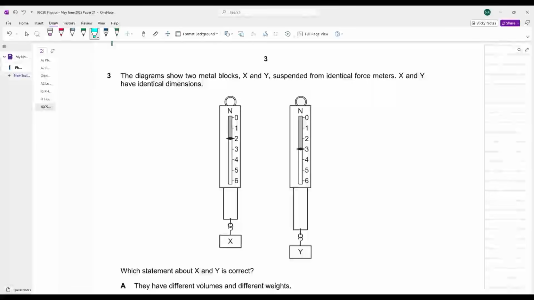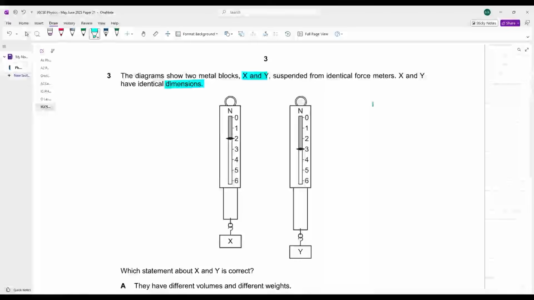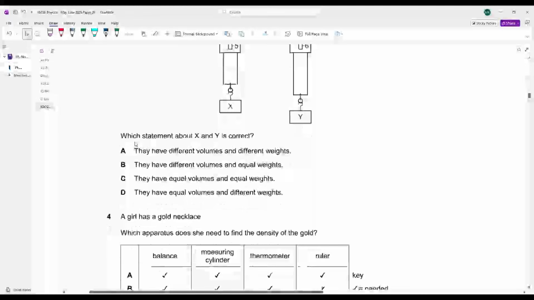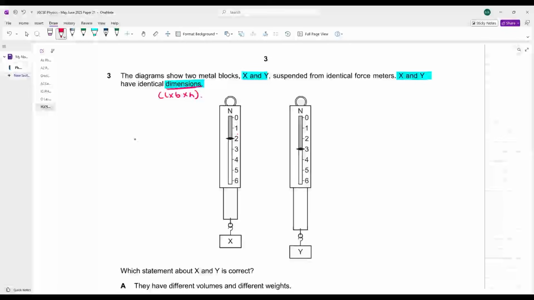The diagram shows two metal blocks X and Y suspended from identical force meters. X and Y have identical dimensions. Okay. आपके पास एक्स और वाई जो हैं वो सस्पेंडेड हैं फ्रॉम आइडेंटिकल फोर्स मीटर्स और एक्स और वाई की डायमेंशंस आइडेंटिकल हैं. X and Y have identical dimensions, that means what? Their length, breadth and height are the same. Perfect. Which statement about X and Y is correct? बेटा क्या आप रियलाइज कर सकते हो X का न्यूटन मीटर पे रीडिंग क्या आ रही है, 2 न्यूटन. Y की न्यूटन मीटर पे रीडिंग क्या आ रही है, 3 न्यूटन.